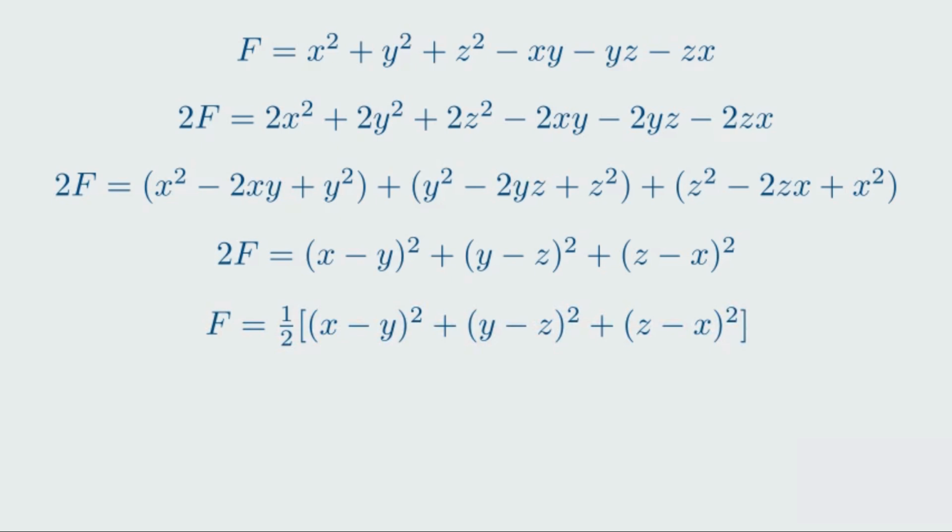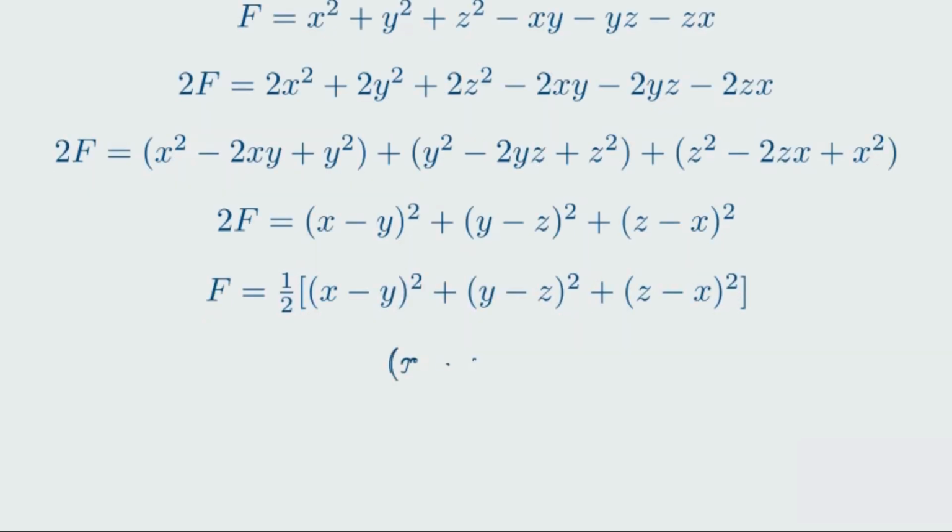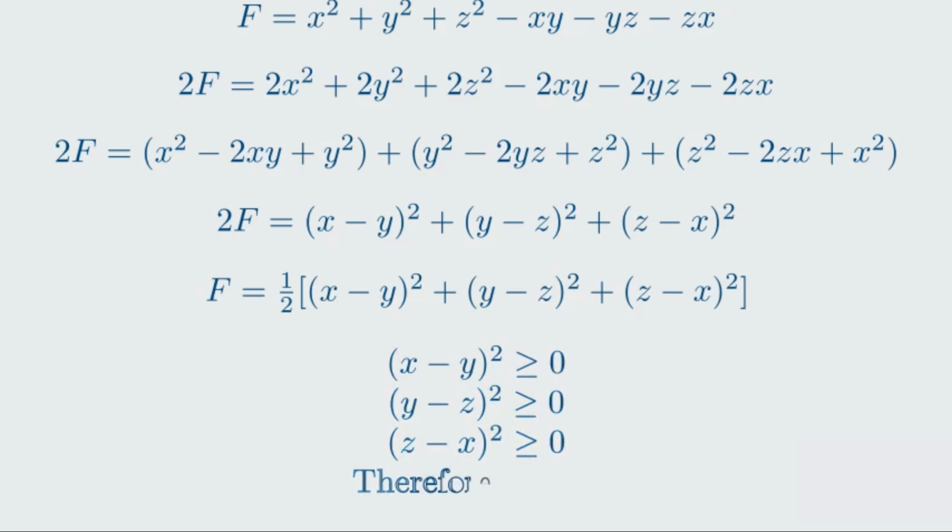Now, let's think about the properties of squares. The square of any real number is always non-negative. It's either positive or 0. So, since f is a sum of squares, f must always be greater than or equal to 0. If f were negative, say minus 1, it would require a sum of non-negative numbers to be negative, which is impossible. We're almost there. We have 2 cases.